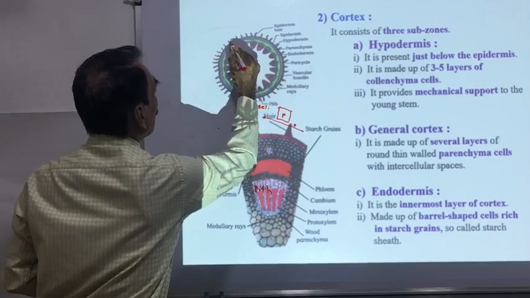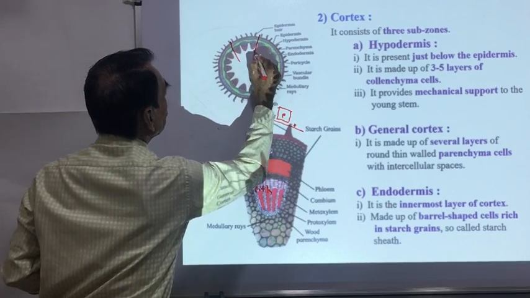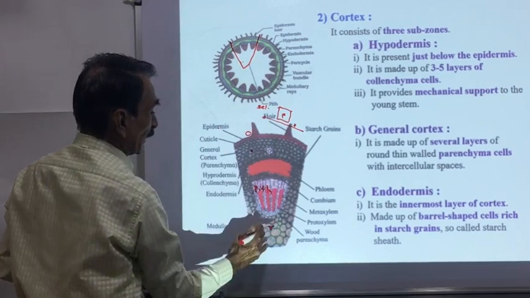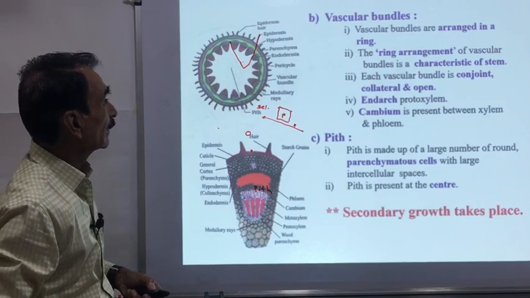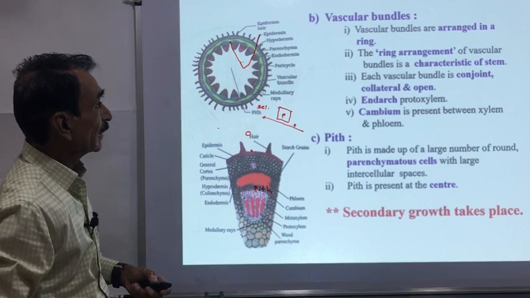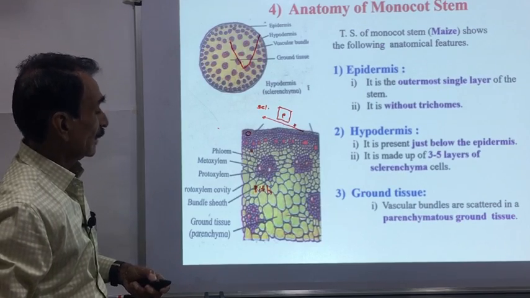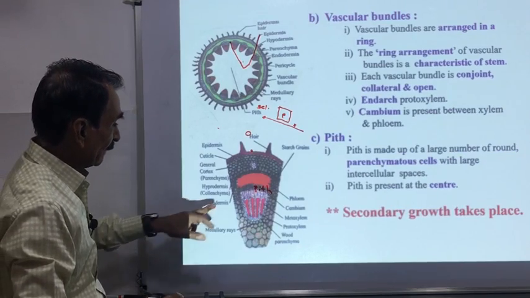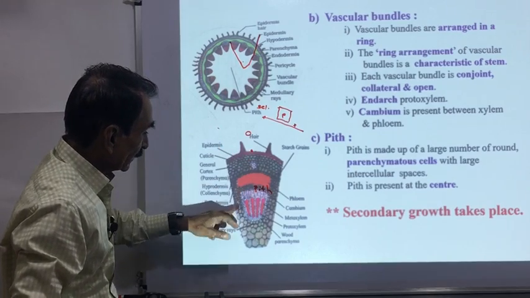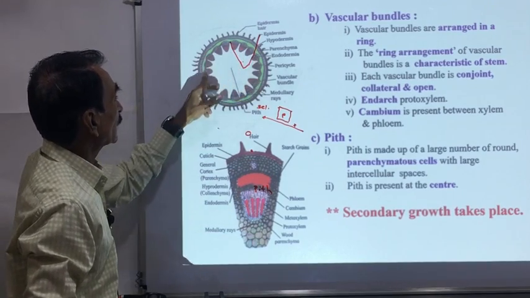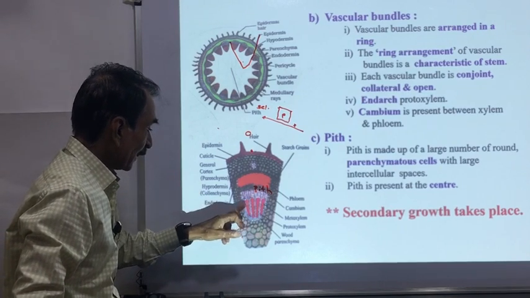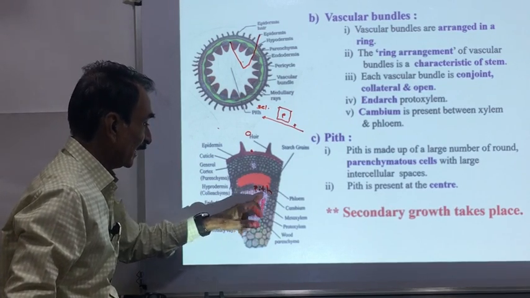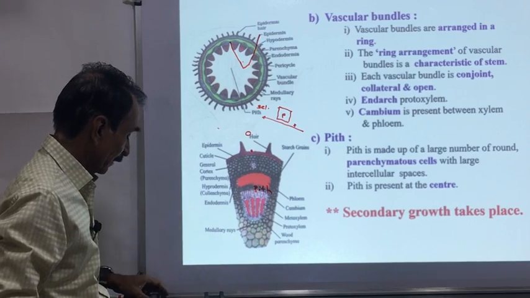And we have considered a very small part of this. This part we have considered here or magnified here. Then here you can see that these are the vascular bundles. Vascular bundles are arranged in a ring. And in this case, between the xylem and phloem, there is a cambium. At the center, there is a parenchymatous pith.